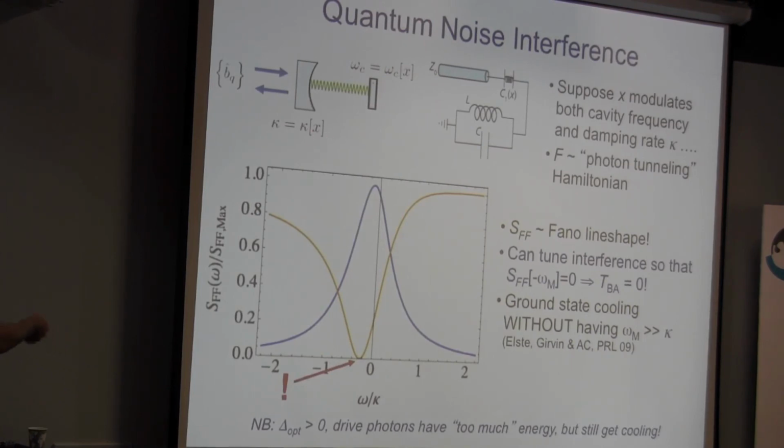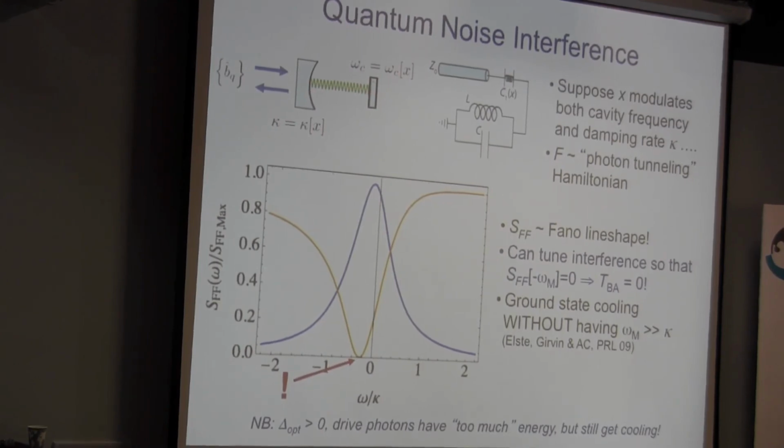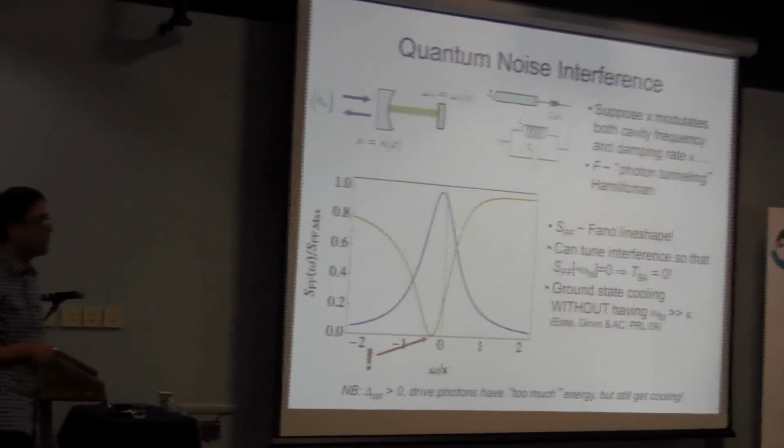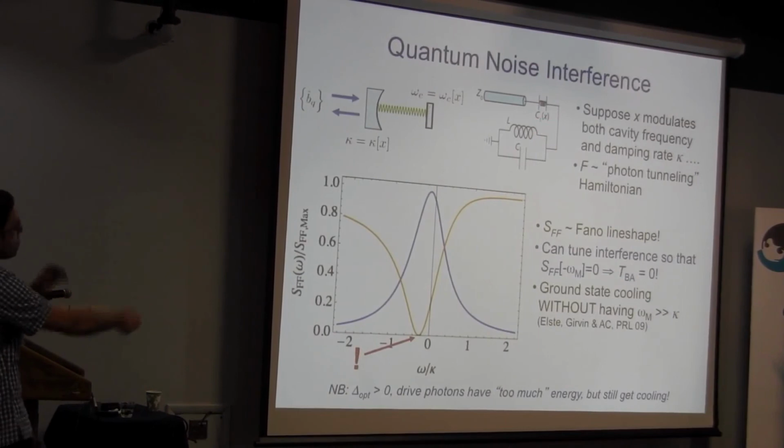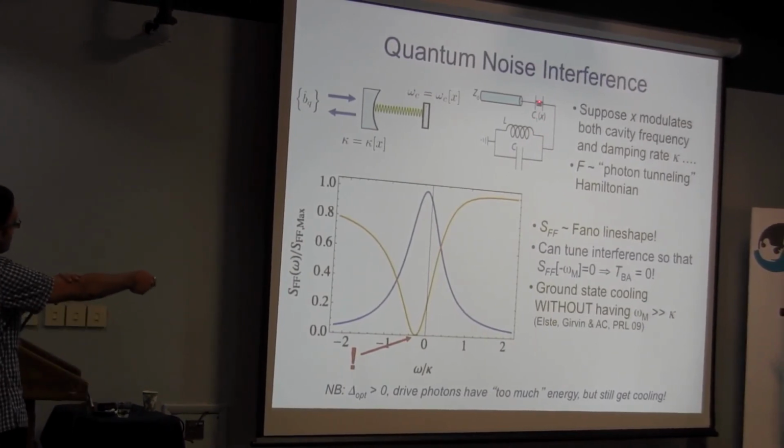Imagine I have this cavity optomechanical system, and imagine, as opposed to just having the cavity frequency depend on x, for some reason the damping rate of the cavity also depended on x. In this kind of circuit system, you can imagine doing that by having the coupling capacitor that couples your cavity, your LC oscillator, to this dissipative transmission line, be x dependent.